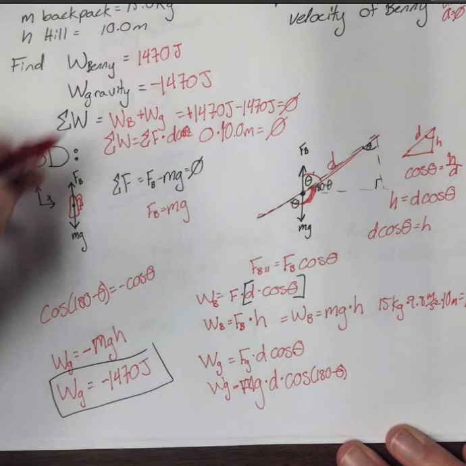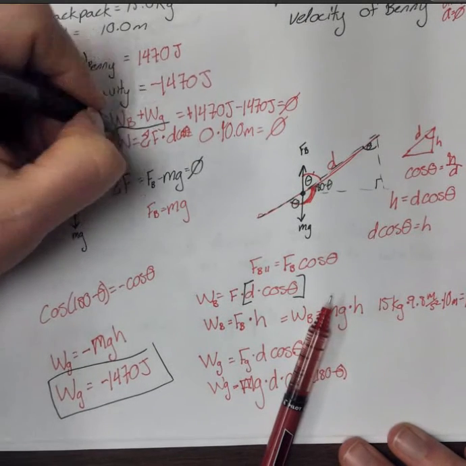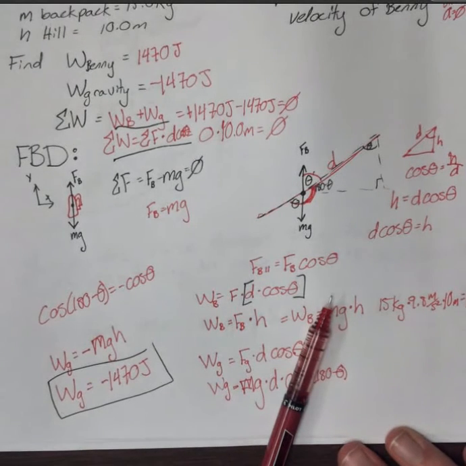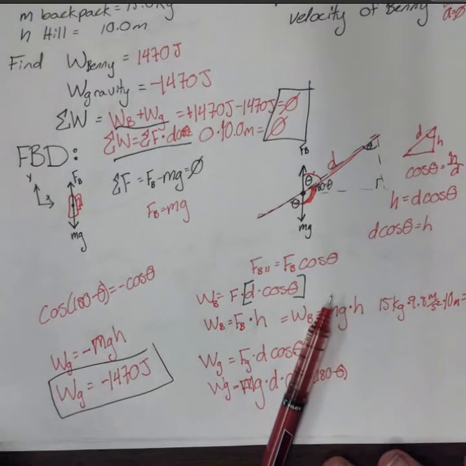So no matter which way we solve for work, whether we solve for it by adding up the individual work of the individual forces, or whether we calculate the net work done by the net forces, in both cases we get that the net work is 0, which is pretty dang neat.